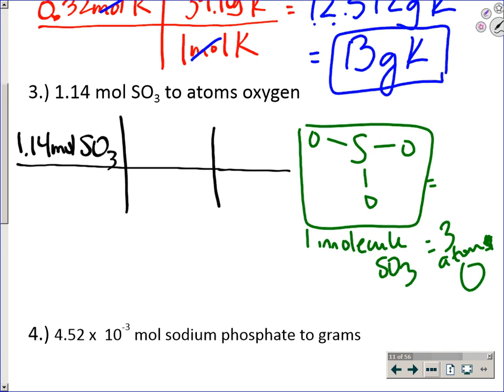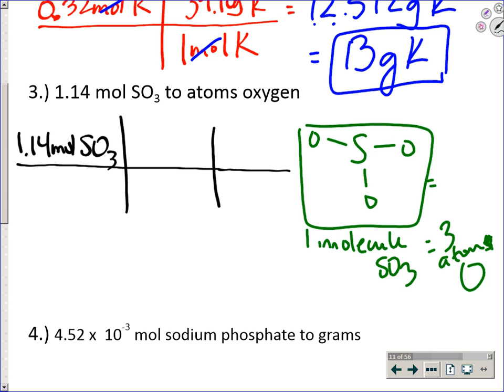we only have 3 options, right guys? Mole is related to 1, 2, 3 things, right? Who cares about grams here? No one, right? There's nothing related to grams at all. Who cares about volume here? Nobody, right? Nothing regarding volume. So what's the only one we really care about? Particles. We're trying to get from moles of sulfur trioxide to its particle form, which in this case is what?